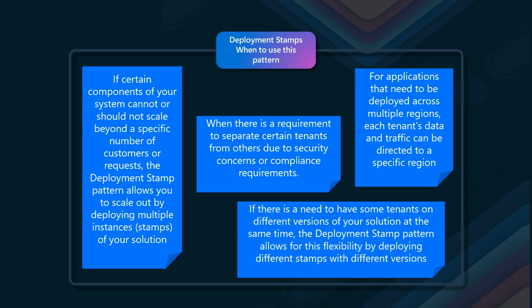For applications that need to be deployed across multiple regions, each tenant's data and traffic can be redirected to a specific region. This ensures the requests are routed to the correct stamp based on the user's geographic location. Stamps are independent of one another, so if an outage affects a single stamp, tenants deployed to other stamps should not be affected. This isolation helps to contain the blast radius of an incident or outage, enhancing the overall resiliency of your services.